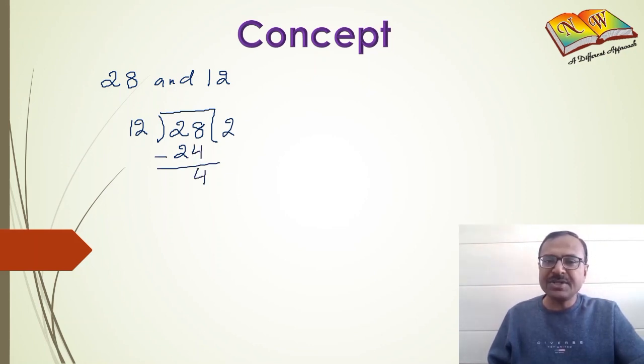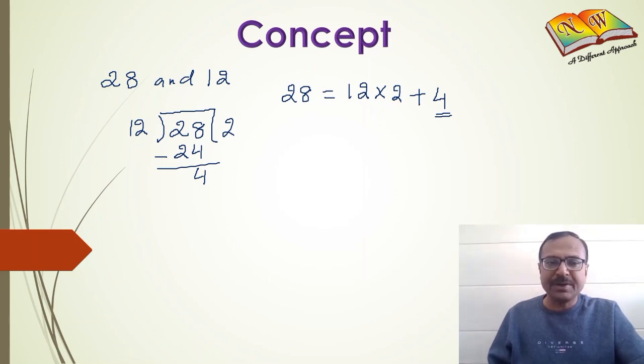So the Euclid division lemma states that the dividend, that is 28, is equal to the divisor 12 times the quotient 2 plus the remainder 4. But you can see that the remainder here is non-zero. It is not 0 yet. So we need to perform one more step.